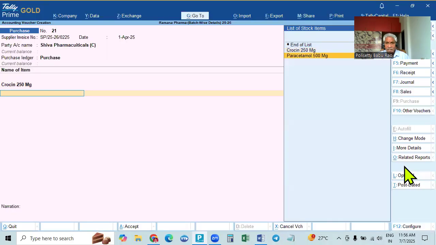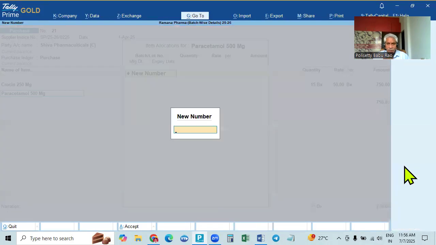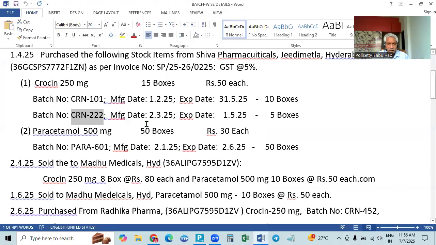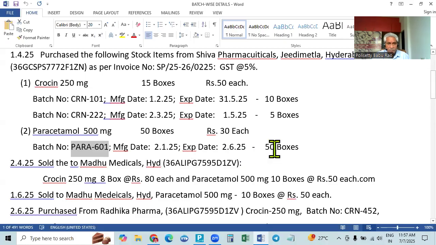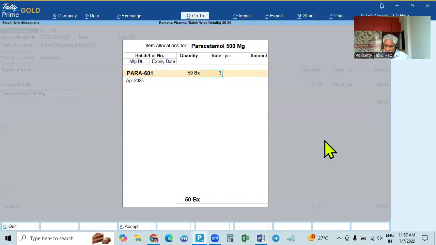Next, we purchased paracetamol. Then we select paracetamol. For this also, it is a new number, there is no stock. What is the number? We purchased 50 boxes. This is the batch number Para 601. What is the quantity we purchased? 50 boxes at 30 rupees. In one lot, that is one batch only, we purchased all the 50 boxes.